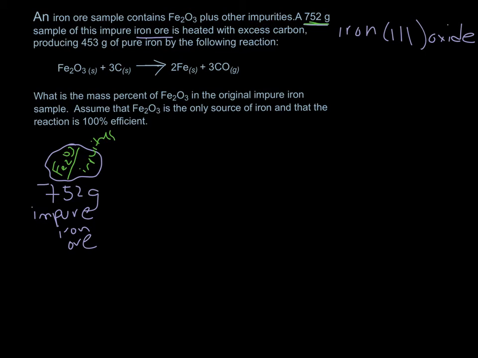Okay, back to writing down what we have. It's heated with excess carbon. That tells me that my carbon is my excess reactant, so I'm going to have plenty of it. And that will produce 453 grams of pure iron. So this is my pure iron in my reaction. So I can just, for right now, write that I have 453 grams of this, just as a notation. Okay, then it asks me, this is important, this is my question. It's asking me what is the mass percent of iron 3 oxide in the original impure iron sample. So that tells me I'm going to want to find out what the percent of this is in this overall sample.